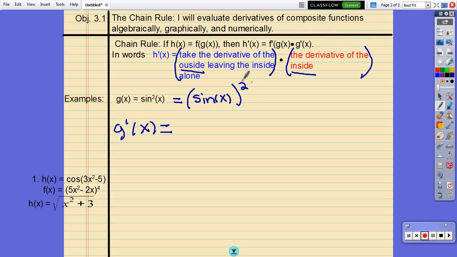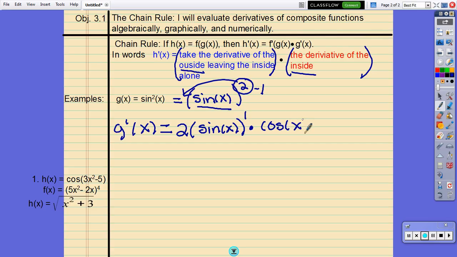we will take the derivative of the outside, which means drop the power and subtract 1. So that would give me 2 to the power of 1. Leave the inside alone, so sine of x. And now multiply by the derivative of the inside. The inside is sine of x. Its derivative is cosine of x. So that gives me 2 sine of x, it's just to the 1 power, so I don't really need to write the power, times cosine of x. And that's what you would see on a multiple choice exam.